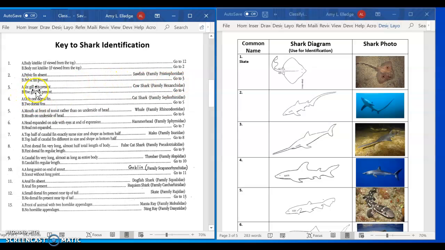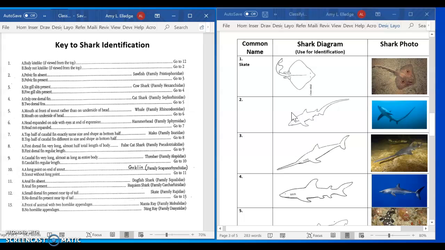3 wants to know how many gill slits he has. So I'm going to look at my picture here. And he's got 1, 2, 3, 4, 5. You can always zoom in bigger if you need to. You got 5 there. So we're going to go 5. Tells me to go to 4. Only 1 dorsal fin or 2. Those are the fins on the back. So there's 1 and there's 2 there. Okay, so he's got 2 dorsal fins. Now it's telling me to go to 5.